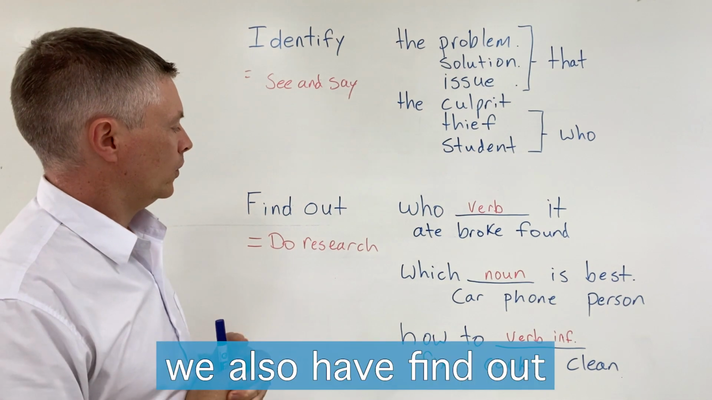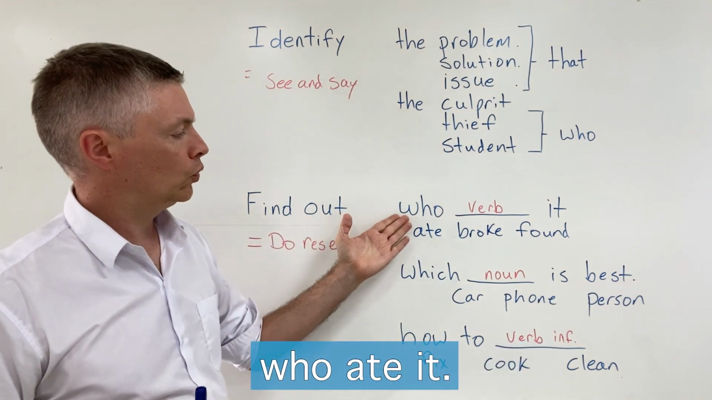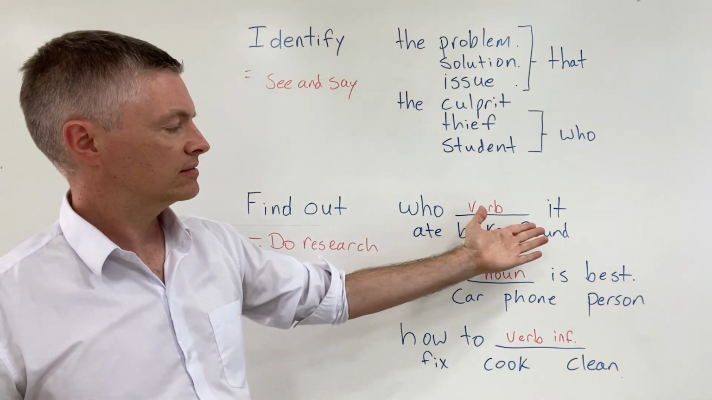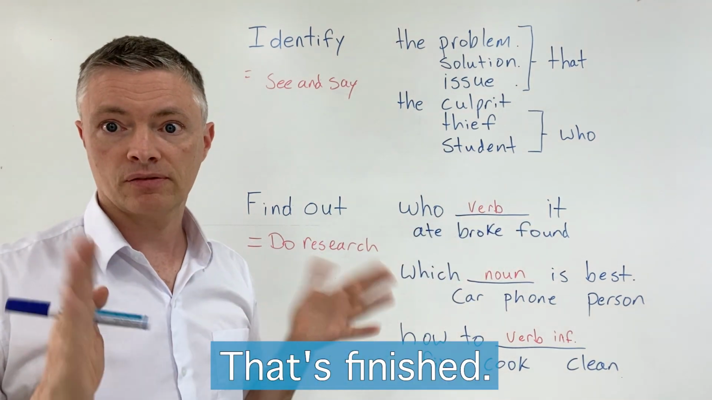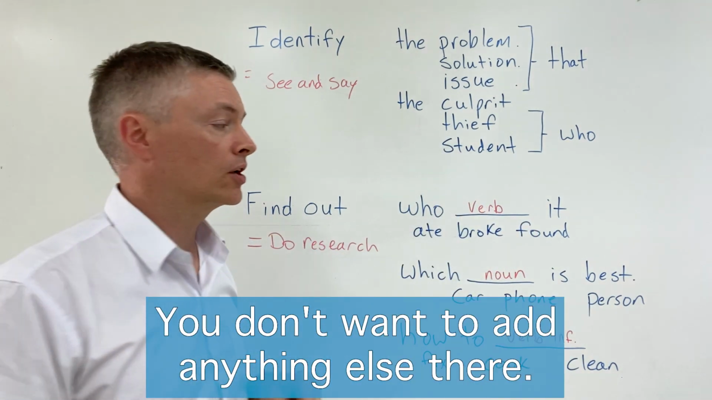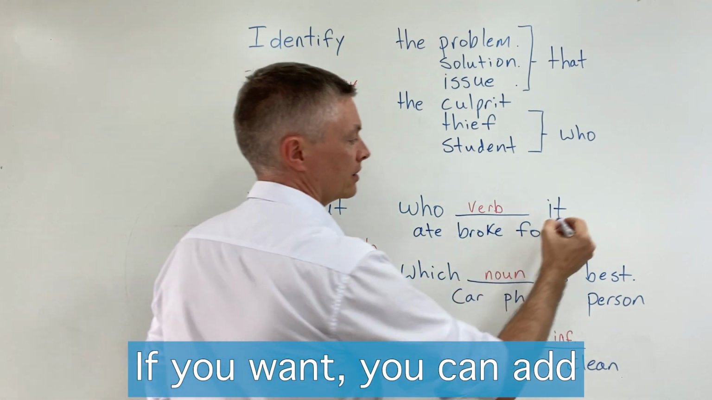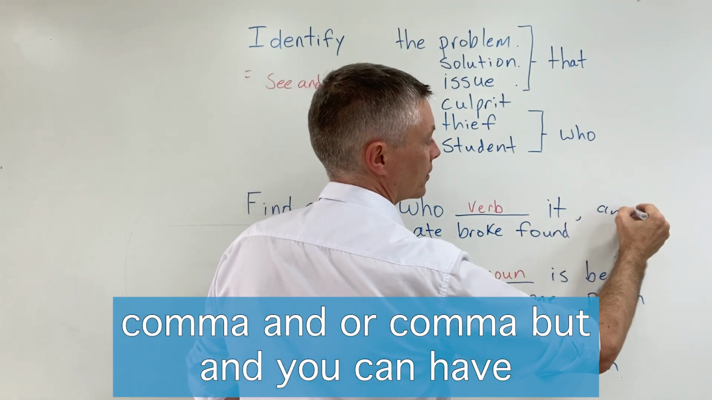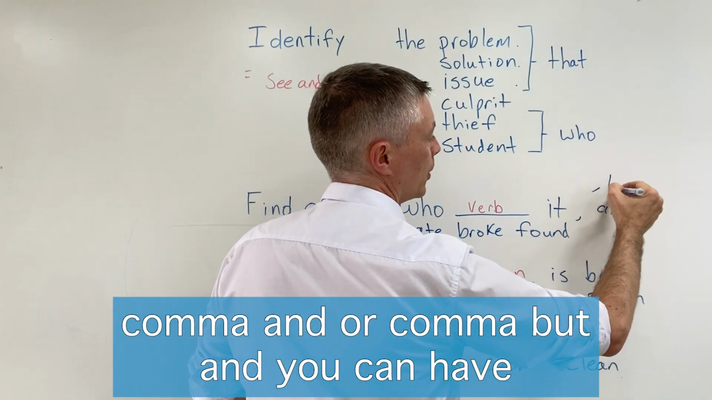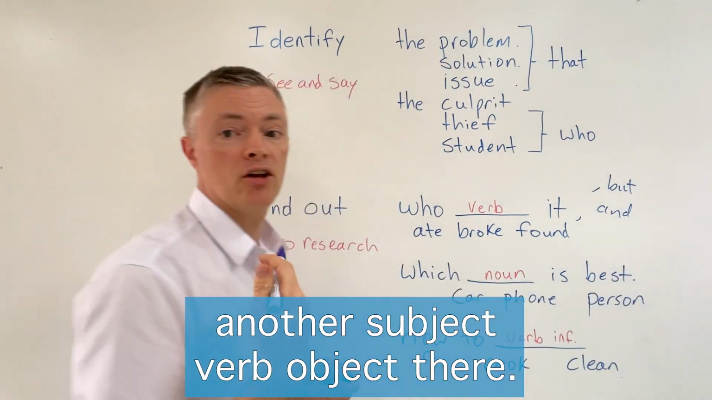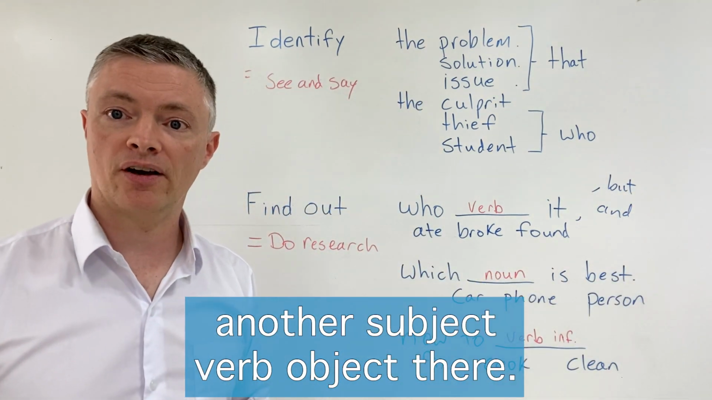Now, we also have find out who ate it. That's finished. You don't want to add anything else there. If you want, you can add comma and or comma but, and you can have another subject verb object there.